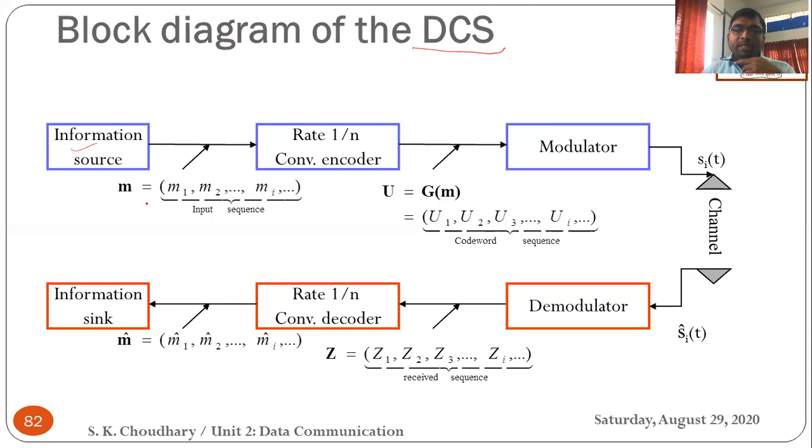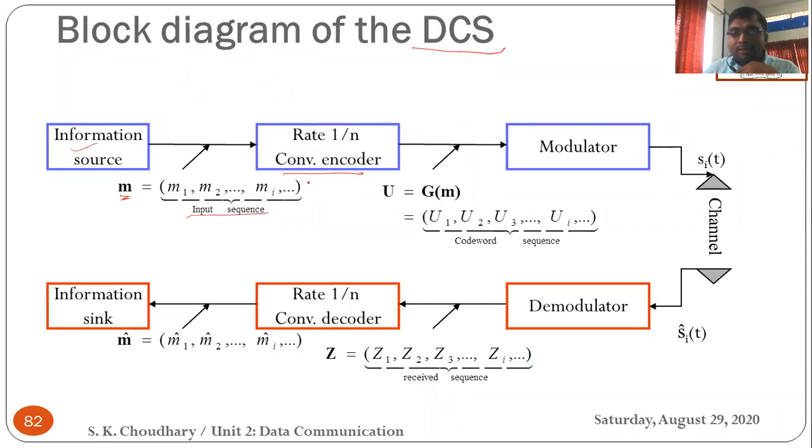It has some sequence, represented by the variable m, having k bits of data, or any number of bits, m1, m2 up to mi. It is my input sequence, and that would be passed through a convolutional encoder having the rate of 1 upon n, meaning k upon n. Here k we have taken as 1 bit at a time.